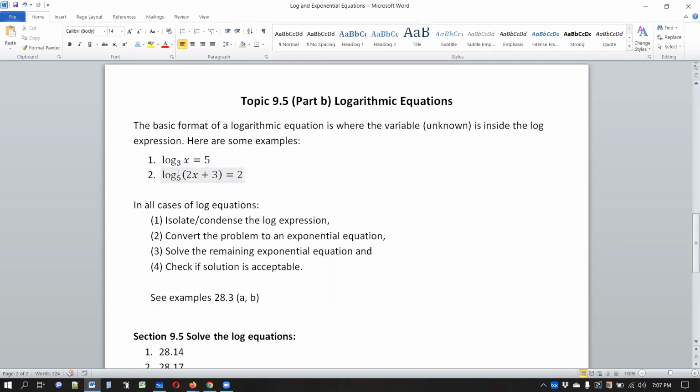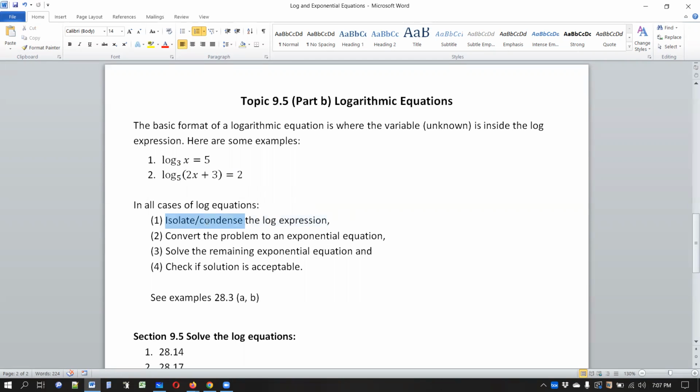So take a look, for example, here, example 1 and 2, where I have log base 3 of x equals 5 and log base 5 of 2x plus 3 equals 2. So these are log equations because there is a variable inside the log that needs to be solved. Now, in all of these cases, and they're all done the same way, we're going to follow the 4 steps. We're going to isolate and or condense the log expression if it is condensable. So this is, we've covered that in section 9.4, dealing with properties of logs.